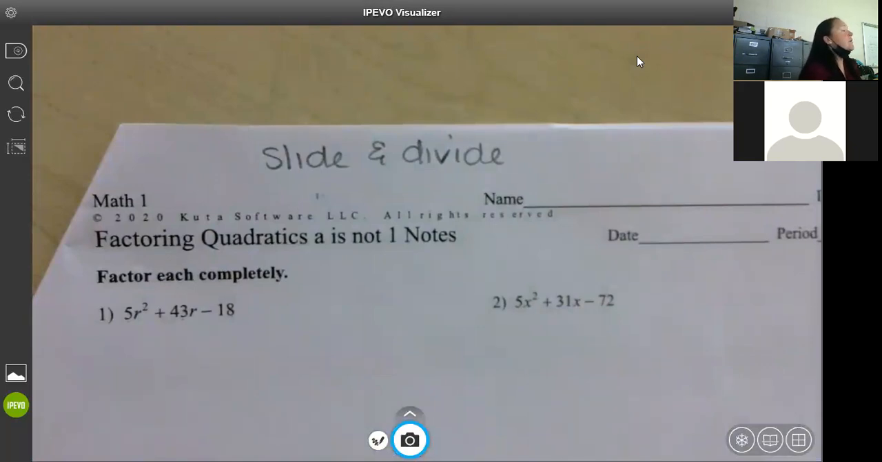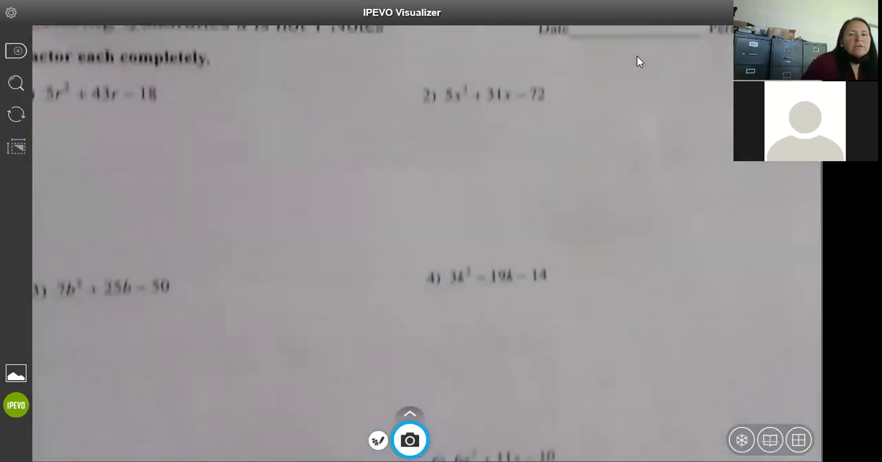And this is if there's a number in the front that will not divide out. So yesterday we had a number in front, but it divided out, so we had a GCF. This time we will not have a GCF. So let's start with number 6 because it's a little bit easier to look at.